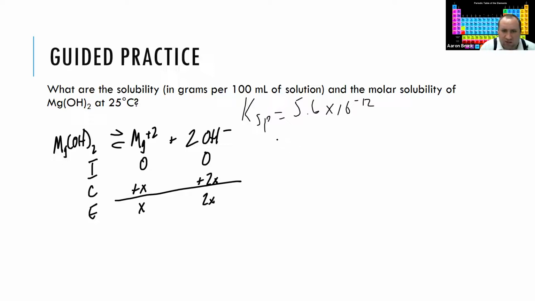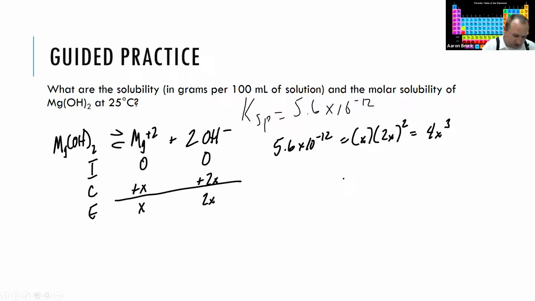So setting it up, 5.6 times 10 to the negative 12th is equal to X multiplied by 2X quantity squared. Again, probably the hardest part of this is remembering that those coefficients travel here. And so overall, this is going to give us 4x cubed like it did in the first problem.